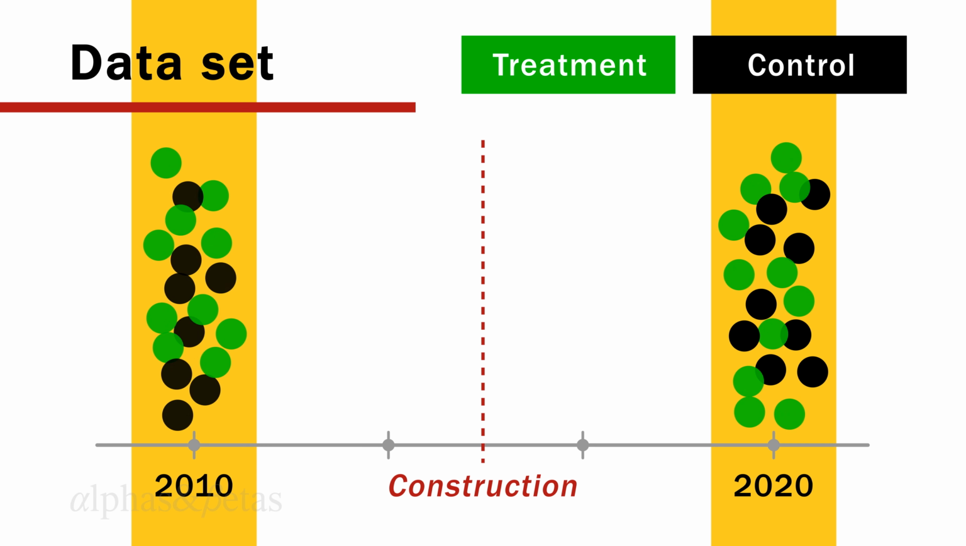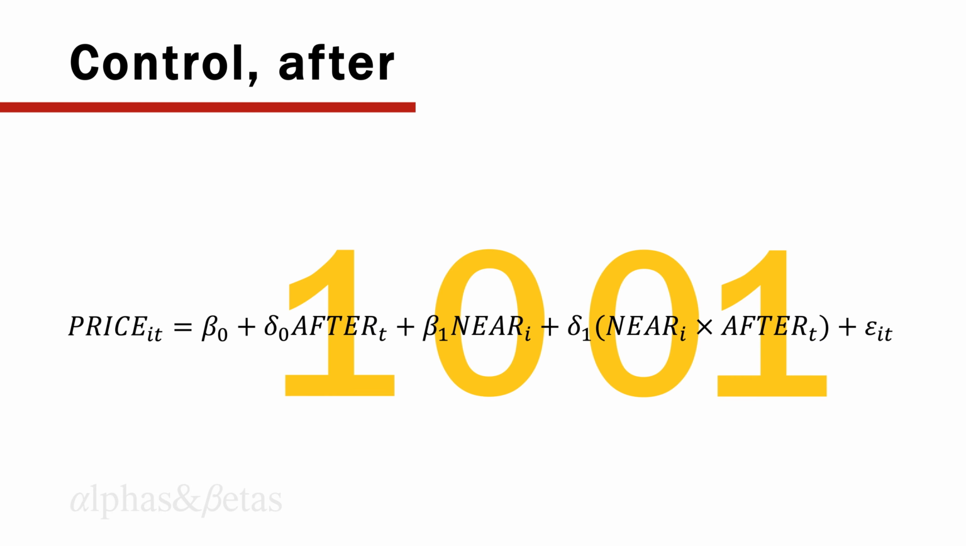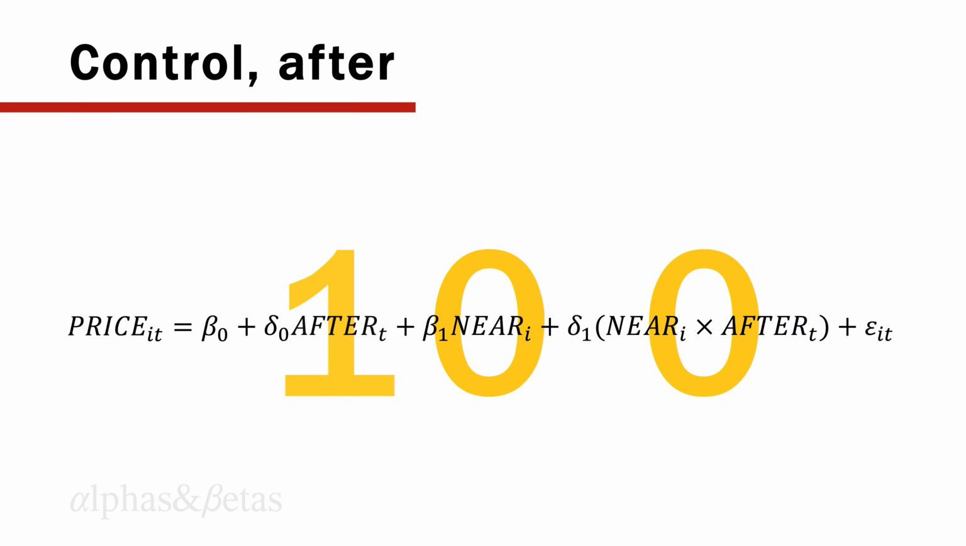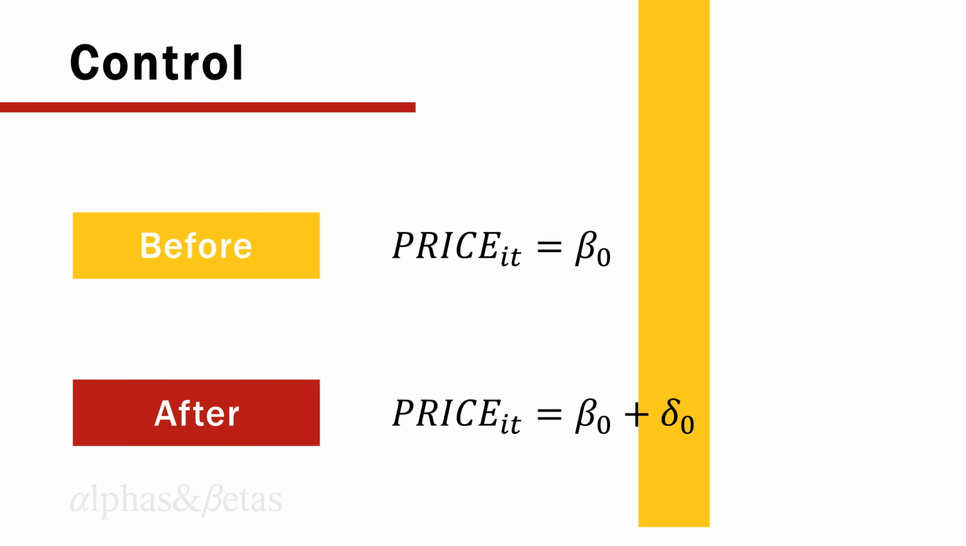For the control group after the treatment, the near dummy variable will be equal to 0, the after dummy variable will be equal to 1, and the interaction term will be equal to 0, so the expected house price will be equal to beta 0 plus delta 0. Delta 0 is the difference in expected house prices for the control group before and after the treatment.